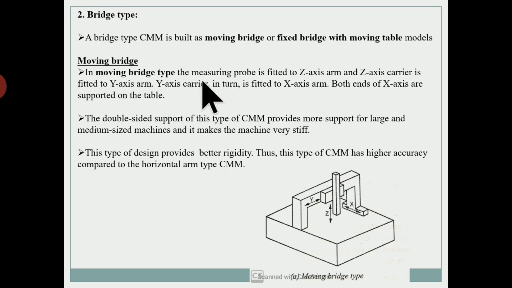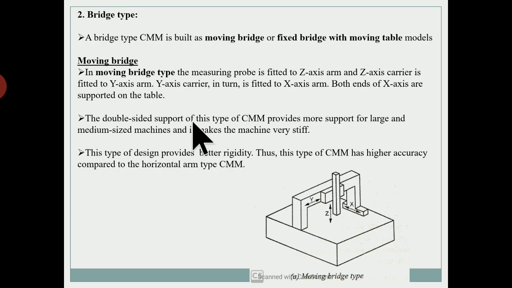The Y axis carrier, that is the whole unit, this unit, the Y-axis carrier is fitted to the X-axis arm. Both ends of the X-axis are supported on the table. This bridge can be movable in X-axis direction. The Z-axis carrier can be moved in Y-axis direction, and the probe can be moved in Z-axis direction. Hence, we will get X, Y, Z direction movements.